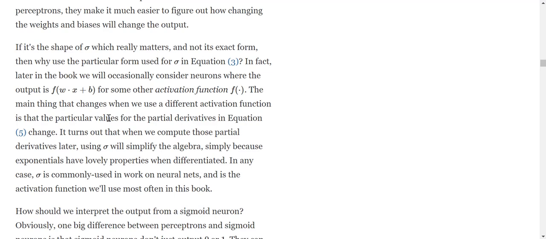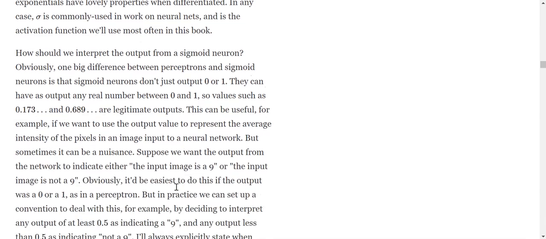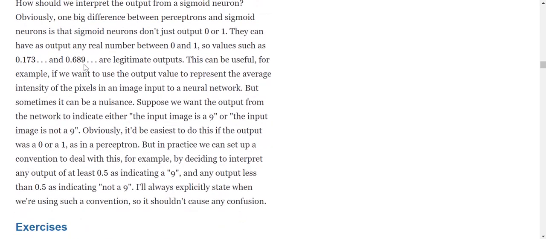Isn't it surprising? Even the integral of e to the x is itself. Obviously, you get a constant, but I'm just talking about the main crux function. In any case, sigmoid is commonly used in work on neural nets and is the activation function we'll use most often. So how should we interpret the output from a sigmoid neuron?